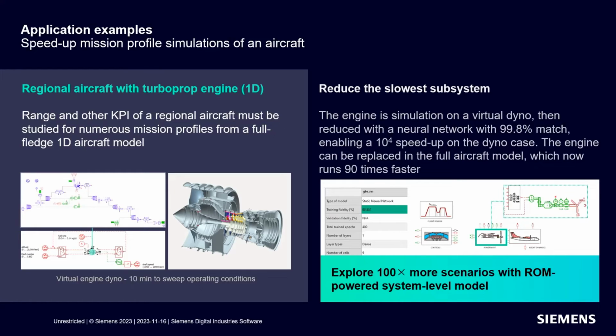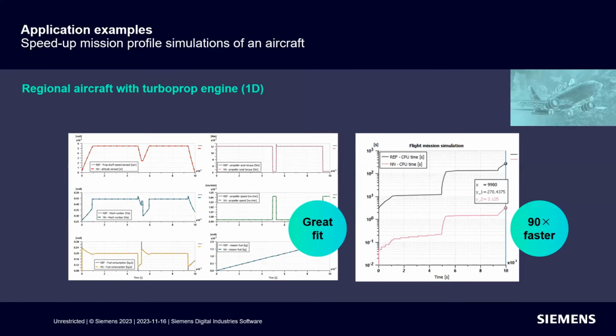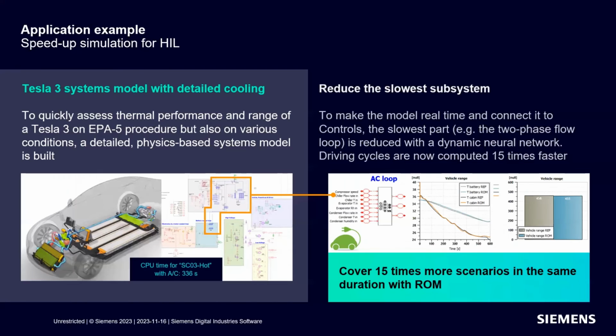So that's kind of the process of really why we wanted to leverage ROM in this use case, right? So you'll see that that was a 90 times faster simulation, but you almost have a 1-to-1 exact match, right? Because of how well it was able to train and validate onto that system simulation, right? It was an amazing fit. So it was able to speed up our mission profile simulations and all of our simulations of our aircraft a lot more effectively.